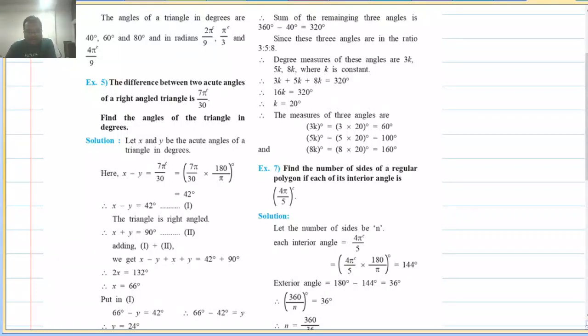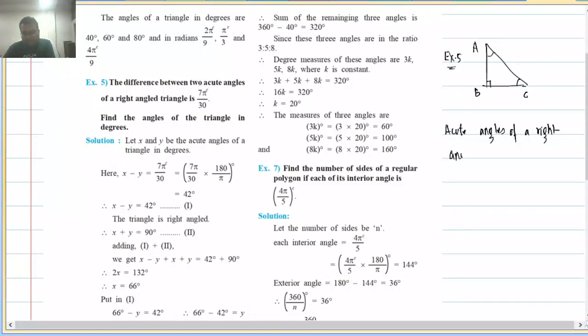The difference between two acute angles of a right angle triangle is 7 pi by 30. You have to understand that in a right angle triangle, suppose triangle is ABC, these two angles are acute angles. And what is the property of acute angles of a right angle triangle? Acute angles of a right angle triangle are complementary. What do you mean by this? Complementary.